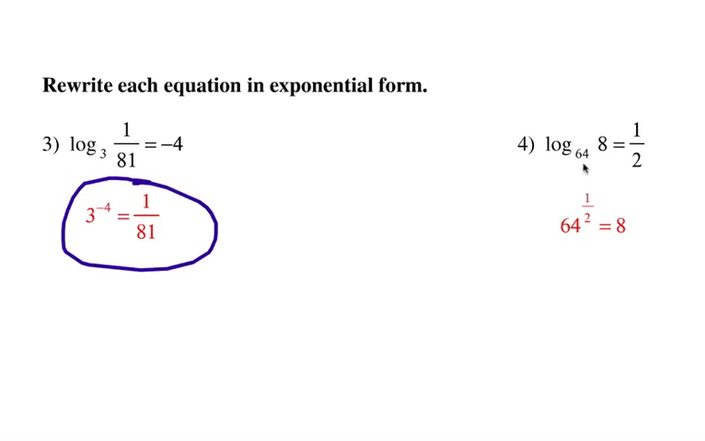All right, number 4, the base is 64. 64 to the what power is 8? 64 to the 1/2 power. In other words, the square root of 64 is 8. And we know that's a true statement. All right, so I have to be able to go from exponential form to logarithmic form and back.